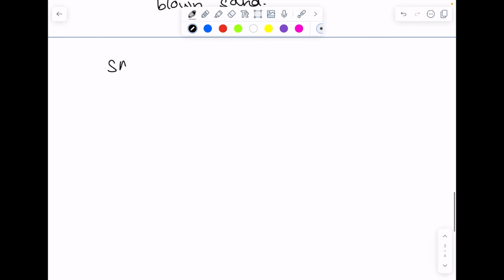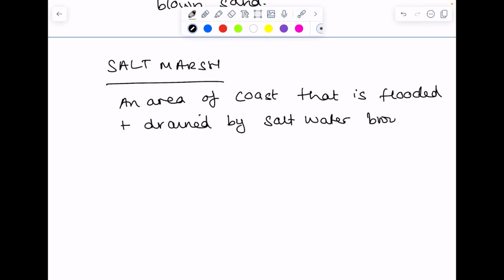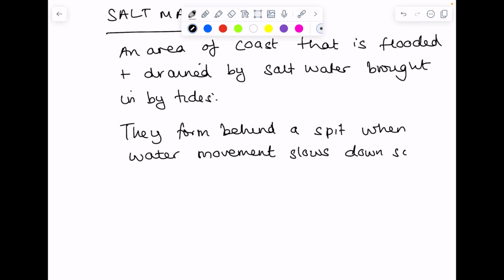Moving on to salt marshes. A salt marsh is an area of coast that is flooded and drained by salt water, which has been brought in by the tides. And the salt marsh forms behind a spit when water movement slows down, so more material is deposited.